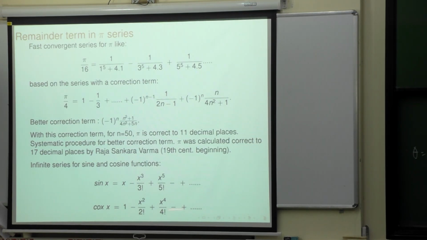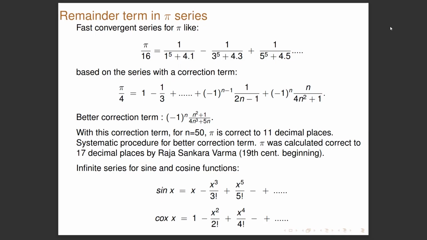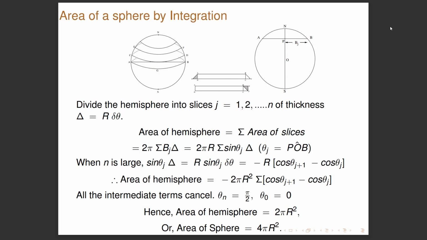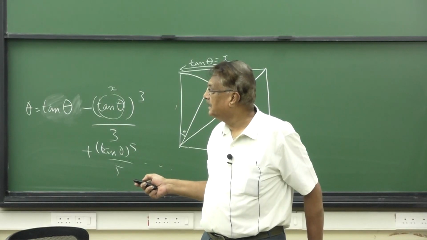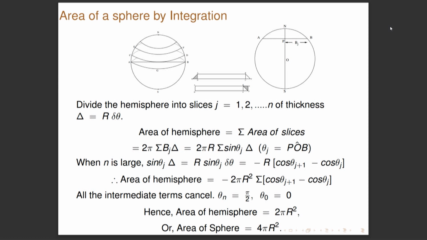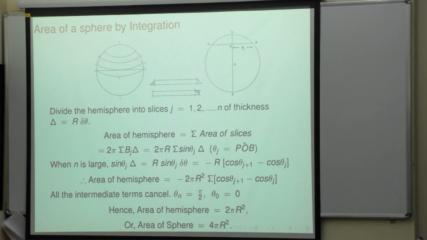And for better things are available, and then pi was calculated correct to 17 decimal places by Raja Shankara Varma, early 19th century, Cochin, associated with the Cochin kingdom. And similarly, you have infinite series for sine and cosine functions. There the strategy is somewhat different, some iterative method is used for finding this series. We have worked on that. So now this integration also is there, using this delta sine theta, or delta cos theta is minus sine theta delta theta and all that. You can find the area of the sphere, 4 pi r squared, and the volume. All these things are also written in Yukti Bhasha.